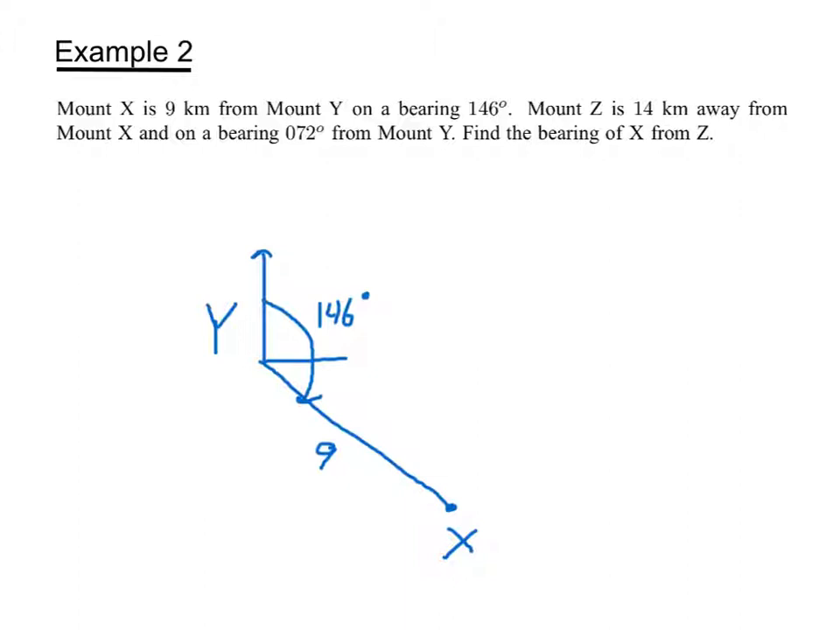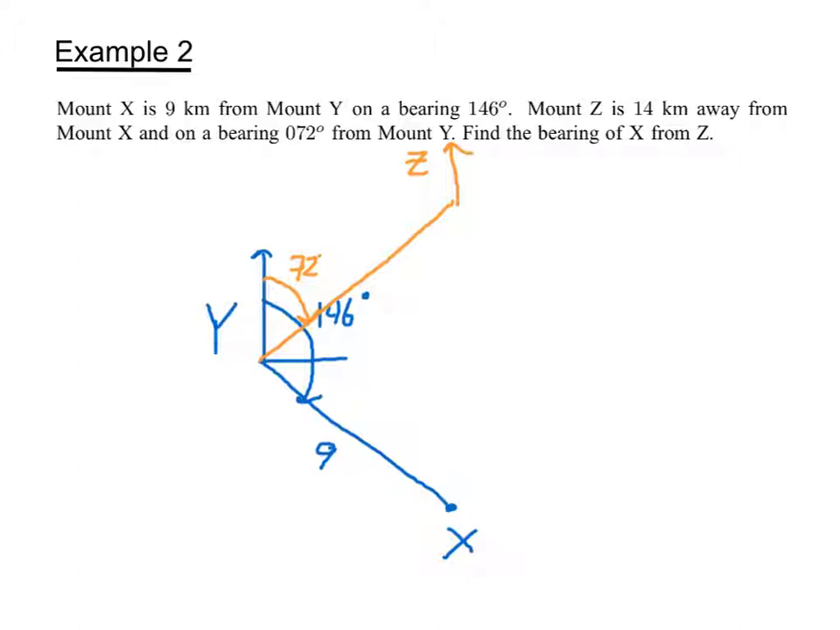Now this is where the tricky part of the problem is. Mount Z is 14 kilometers away from Mount X, but it's on a bearing of 72 degrees from Mount Y. So I need to draw another line from Mount Y, which is a bearing of 72 degrees. And this brings me to point X. Point Z. We know that that bearing is 72 degrees.